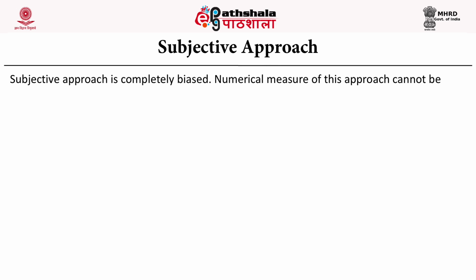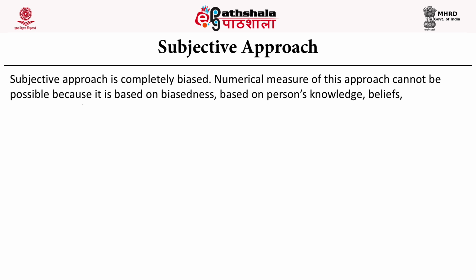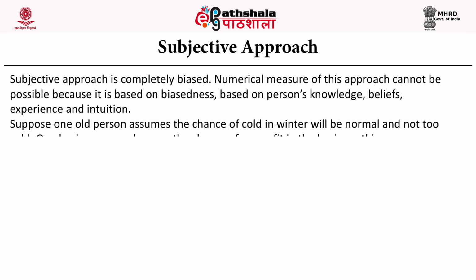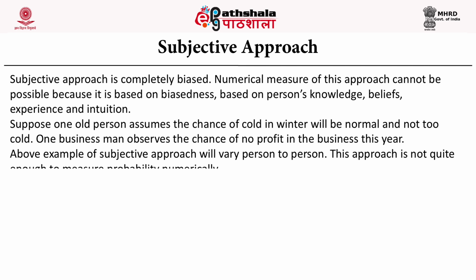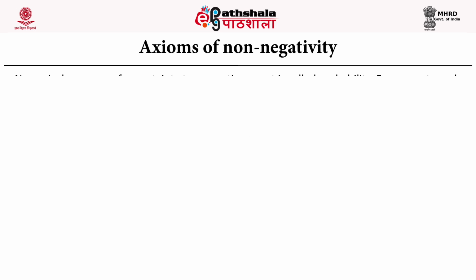Now we will discuss the subjective approach. The subjective approach is completely biased. A numerical measure of this approach is not possible because it is based on bias, on a person's knowledge, belief, experience and intuition. Suppose an old person assumes the chances of cold in winter will be normal and not too cold. One businessman observed the chance of no profit in the business this year. The above examples of the subjective approach will vary from person to person. This approach is not good enough to measure probability numerically.